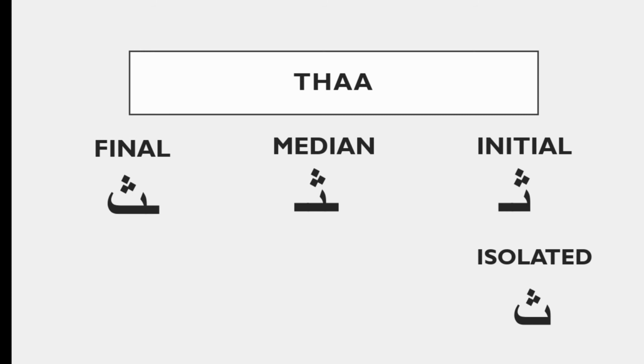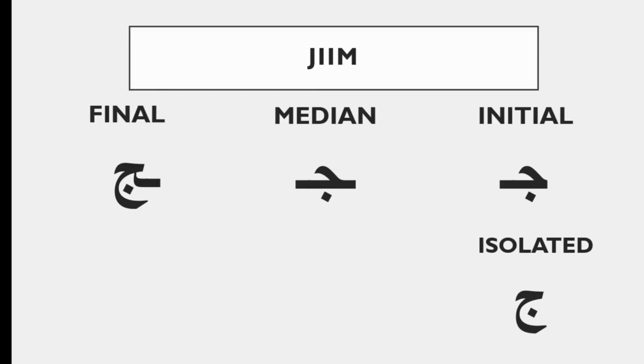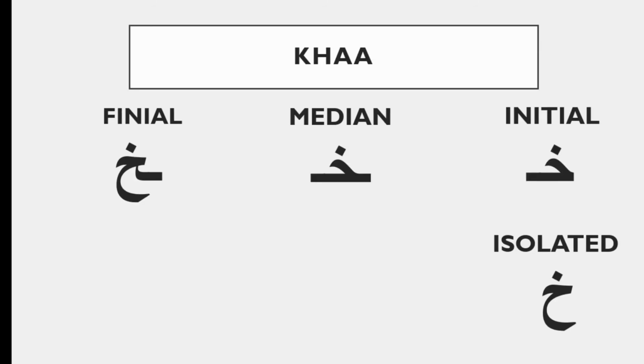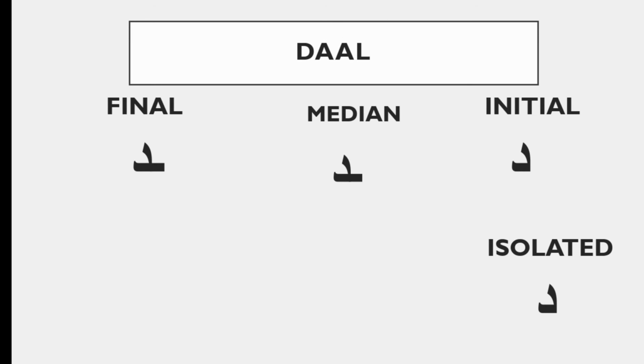You can join a letter to tha, both at the right hand side and the left hand side. We have the same thing as jim, ha, kha. But dal, you can't add a letter to it at the left hand side. So that makes both the median and the final stage the same, and also the initial and the isolated the same, because you can't add a letter to it at the left hand side. You can only add a letter to it at the right hand side. That means you can start writing, then you join together with dal, but you don't join a letter to dal.